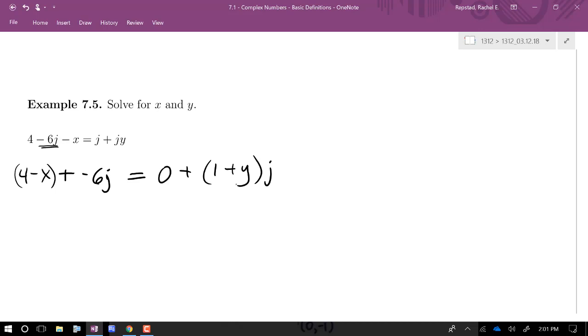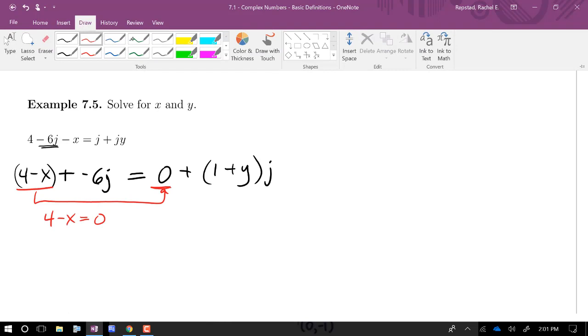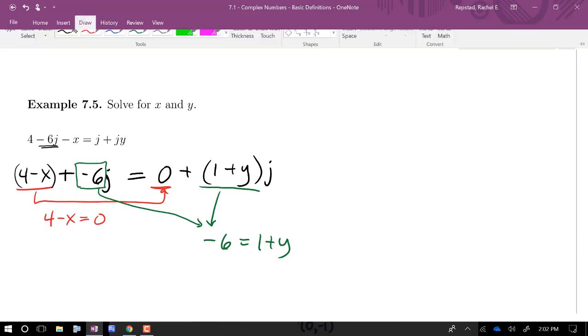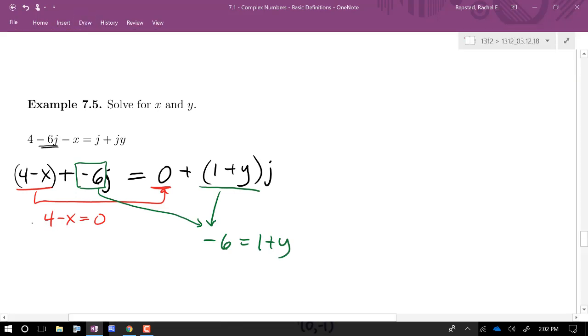If these are equal to each other, the only way this happens is if the real parts are equal and the imaginary parts are equal. And now we can just solve each of these without too much trouble. They're just linear equations, right? So in the red equation here, for the real parts, we get x equals 4. And solving for y, we get y equals -7.